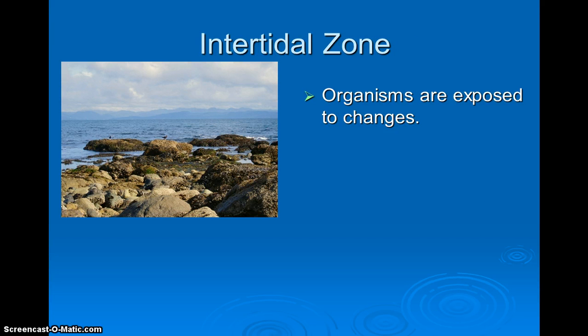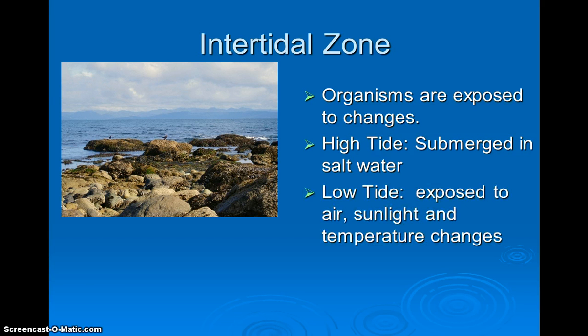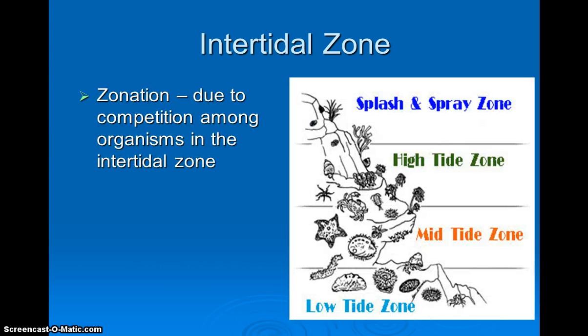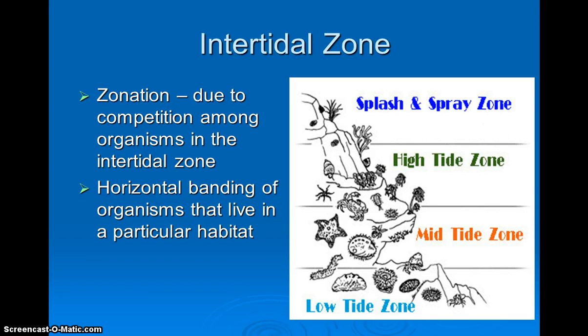We have the intertidal zone, where organisms are exposed to changes. At high tide they're submerged in salt water, and then at low tide they're exposed to sunlight and temperature changes. Organisms often withstand strong waves and currents. Zonation in the intertidal zone is due to competition among the organisms. Horizontal bands of organisms that live in a particular habitat are these intertidal zones.